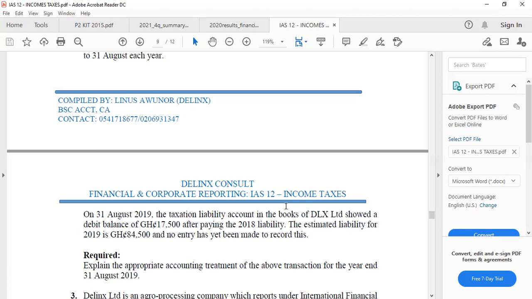Then the current year estimate will be sent to the statement of financial position as what? 84,500 current liability. Okay, that is all. That is the explanation that they're asking you to do. That is all about the under and then the over.